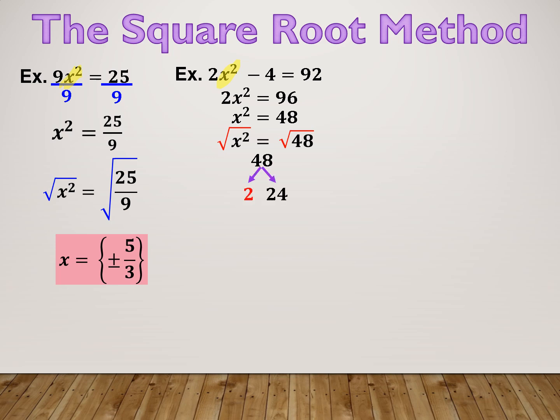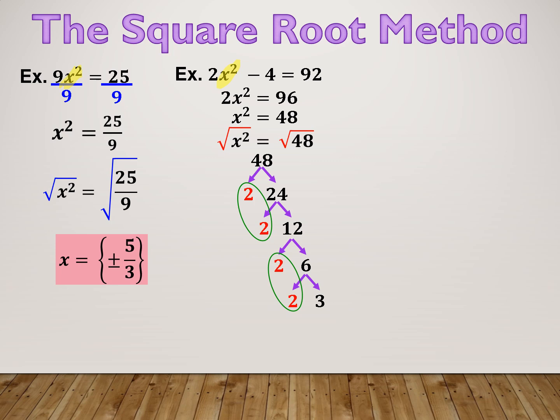So that is 2 times 24. I can't break down 2 anymore, but I can break down 24 into 2 times 12. I can't break down that 2 either, but I can break down 12: 2 times 6, and I can break 6 down into 2 times 3. So now I'm going to circle things that I have 2 of, because remember, a square root is something times itself. There's a pair of 2's. There's a pair of 2's.